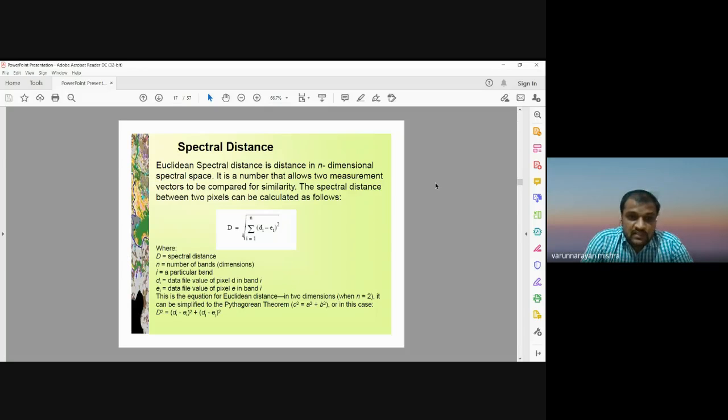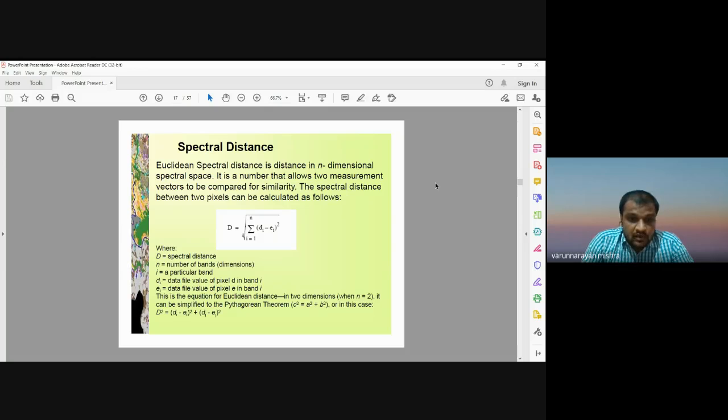Okay, spectral distance is also an important term. Euclidean spectral distance is the distance in n-dimensional spectral space. It's a number that allows two measurement vectors to be compared for similarity. The spectral distance between two pixels can be calculated as follows. This is the formula for calculating the spectral distance: D = sqrt(Σ (di − ei)²), where D is the spectral distance, n is the number of bands, also considered the dimension, i is a particular band, di is the data file value of pixel d in band i, and ei is the data file value of pixel e in band i.